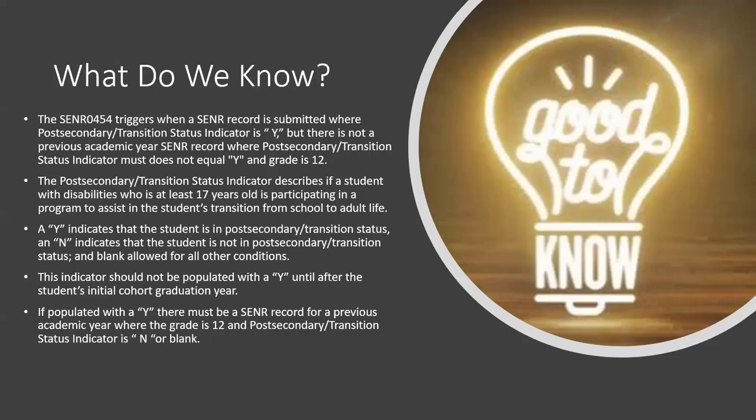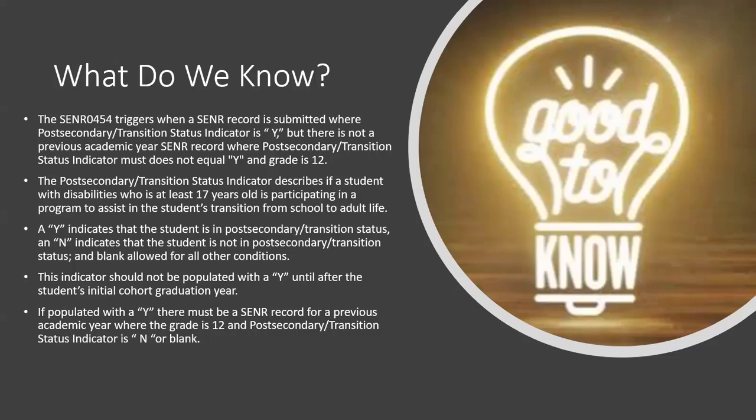And then if populated with the Y, there must be a student enrollment record for a previous academic year where the grade level is 12 and the post-secondary transition status is no or blank. So again, we're really focusing on the student's cohort graduation year, and the post-secondary transition status indicator should be a no or blank that initial cohort year. And so that's a lot of information to take in.